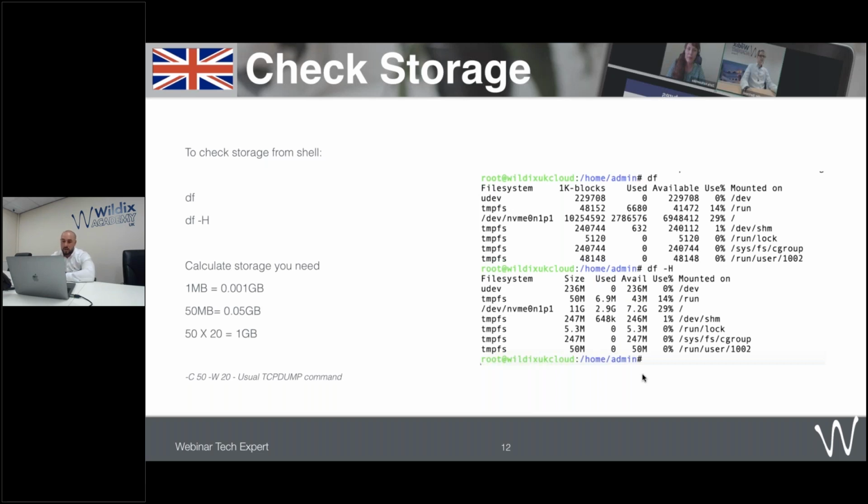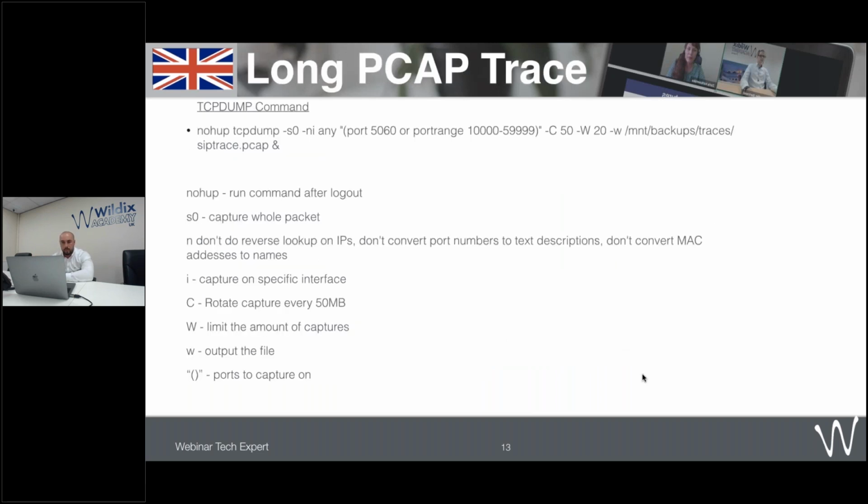First of all, you can see in this example, I've used 2.9 gigabyte of storage. I have 7.2 gig available. On a general long PCAP trace, I'm going to use around about 1 gig. We usually do the megabyte per trace at 50 meg, and then the count to 20, so it'll do 20 concurrent traces. So this is the command that you'll probably use.